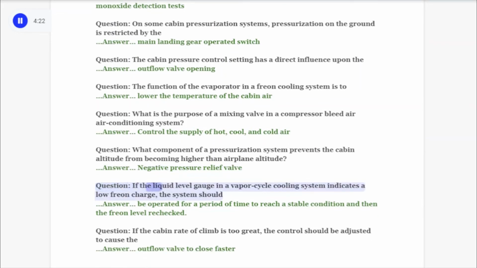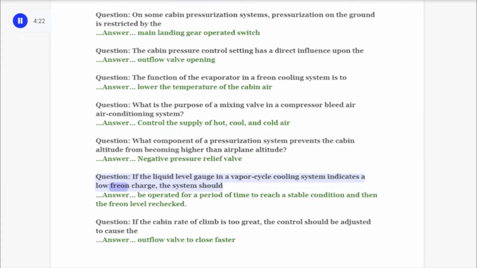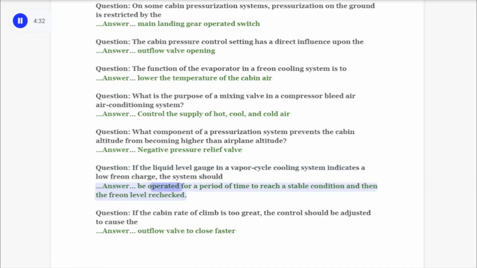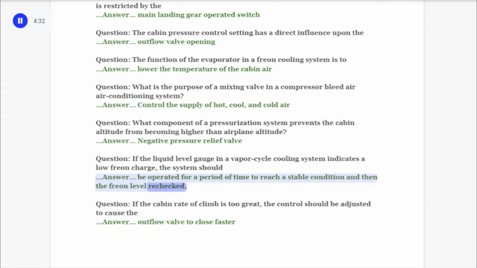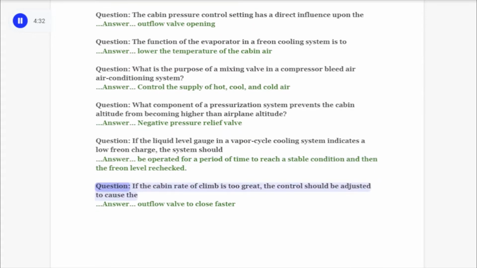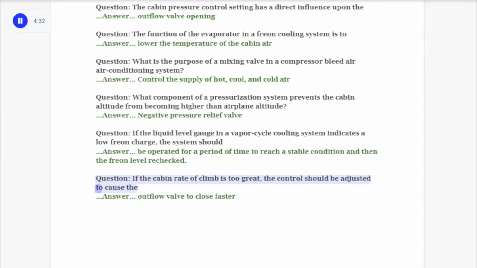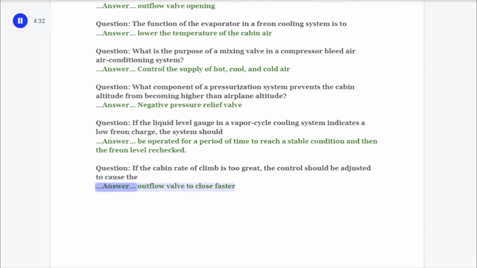Question: If the liquid level gauge in a vapor cycle cooling system indicates a low Freon charge, the system should answer: be operated for a period of time to reach a stable condition and then the Freon level rechecked. Question: If the cabin rate of climb is too great, the control should be adjusted to cause the answer: outflow valve to close faster.